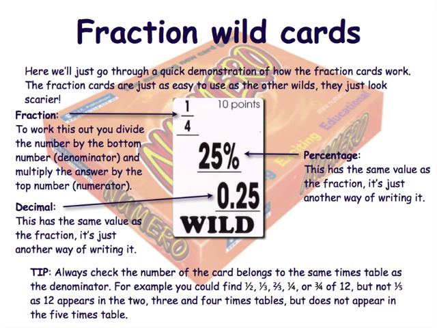Always check the number of the card belongs to the same times table as the denominator. For example, you could find a half, a third, 2/3, a quarter, or 3/4 of 12, but not a fifth, as 12 appears in the 2, 3, 4 times tables, but doesn't appear in the 5 times table.